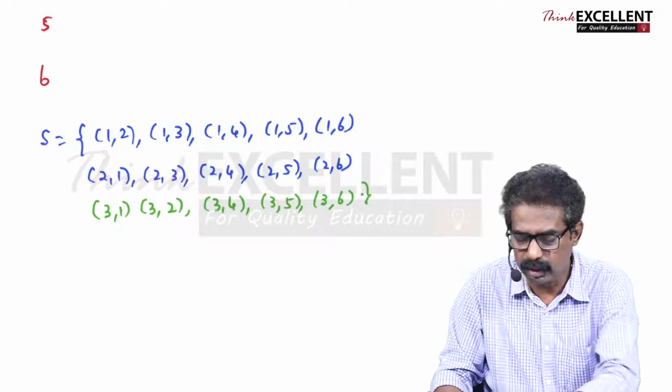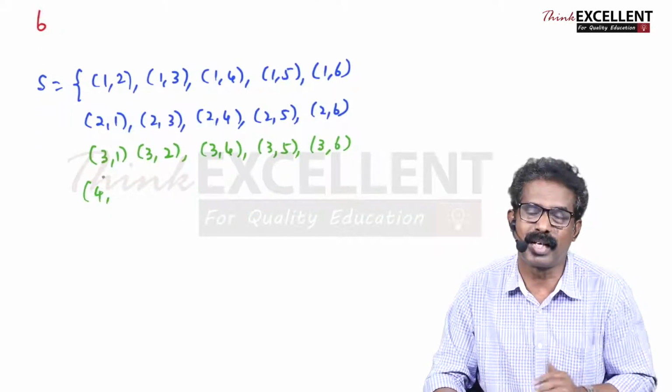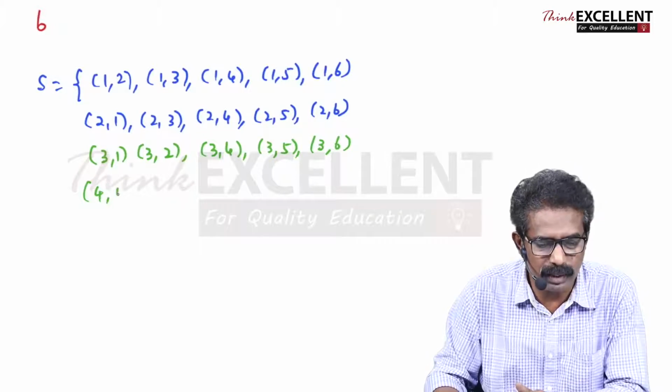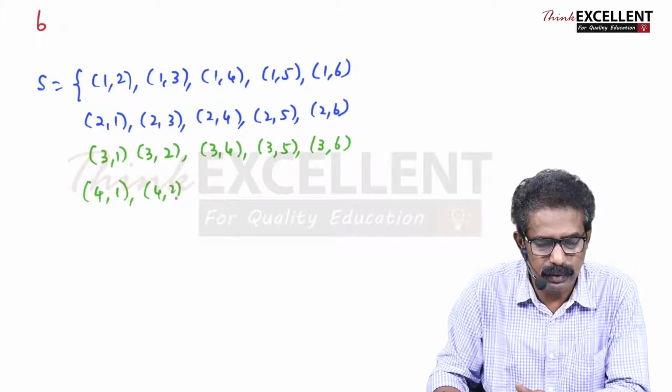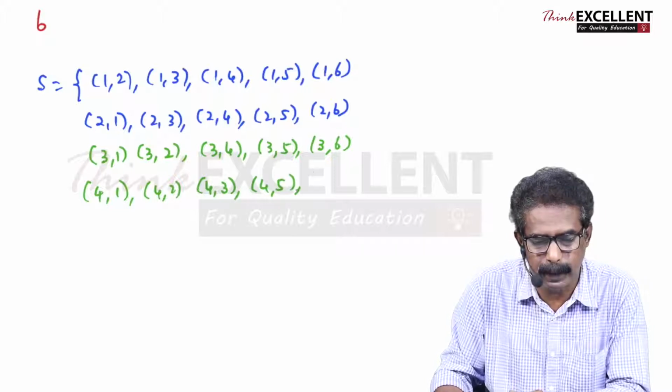Next one, when you start with 4, don't write 4,4. You write all other elements, okay? So 4,1; 4,2; 4,3; don't write 4,4; 4,5; 4,6.